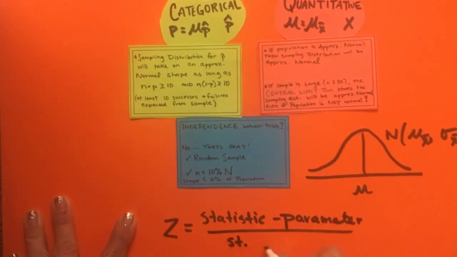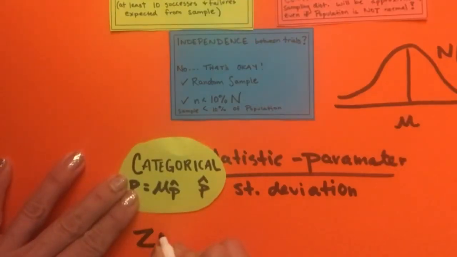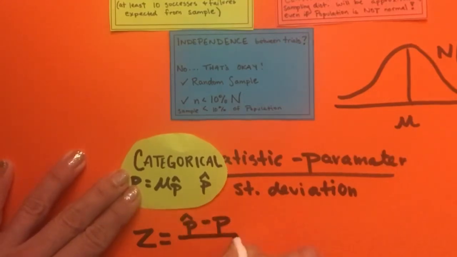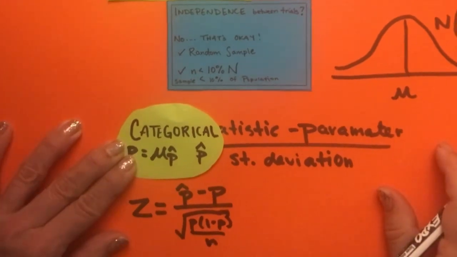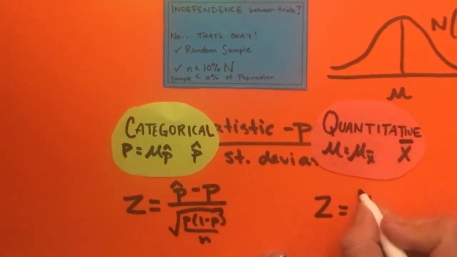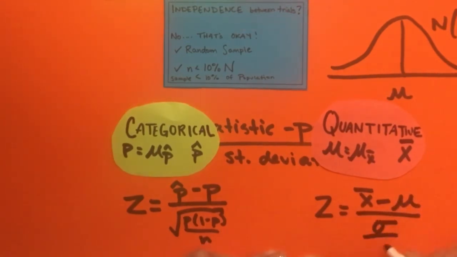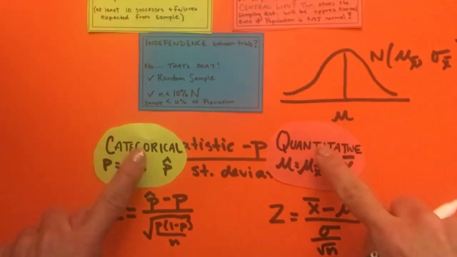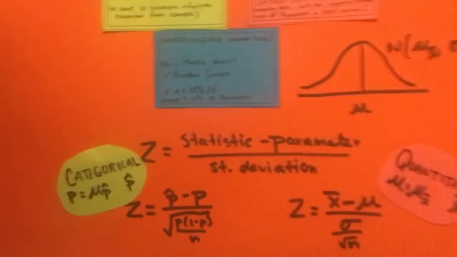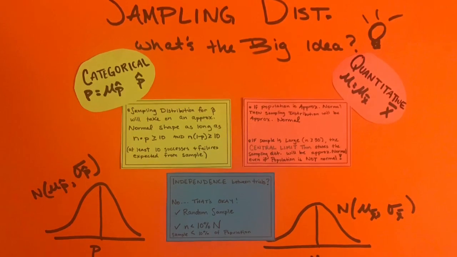Don't forget, you should calculate your z-score. On your formula sheet on the AP stat test, it gives you a formula that says your test statistic equals statistic minus the parameter divided by standard deviation. For categorical data, you're going to take p hat minus p divided by the standard deviation formula. These things are given to you on the formula sheet. For quantitative data, you take x bar minus the mean and divide by sigma over the square root of n.